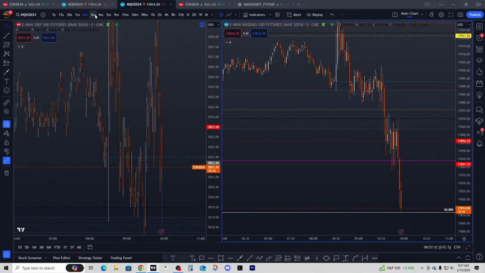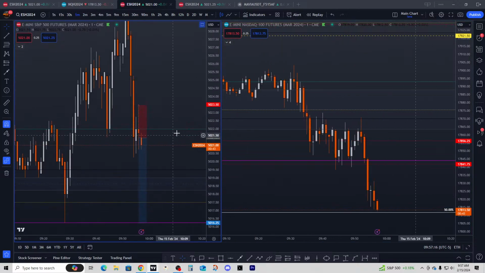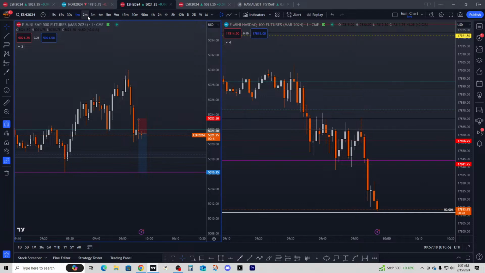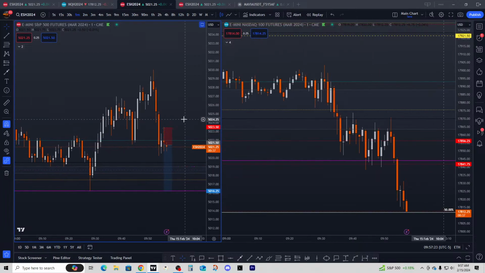I like how that 1 minute just reacted off this. Traded below that. We got a bearish volume imbalance. It's looking like we're going to trade down lower. We're in our macro. So I don't see why not.